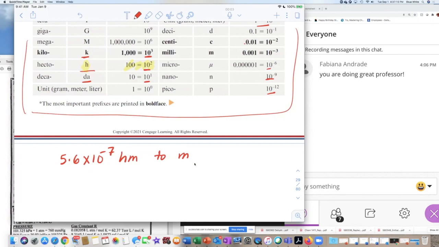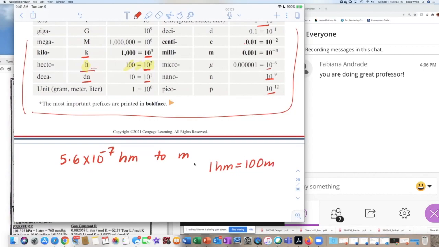Okay, so let's use that conversion factor you were mentioning. Okay, so 0.000056 hectometers, and 100 meters equals 1 hectometer. 1 hectometer equals 100 meters.